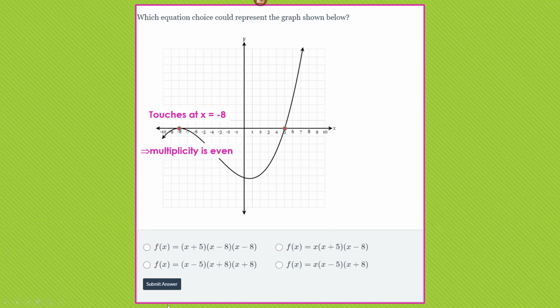So when I look through, the only place where I see that I have an even multiplicity for x plus 8 is here. And so this would be my choice. And notice that we've got an odd multiplicity for 5, which matches with the graph because we actually cross there.